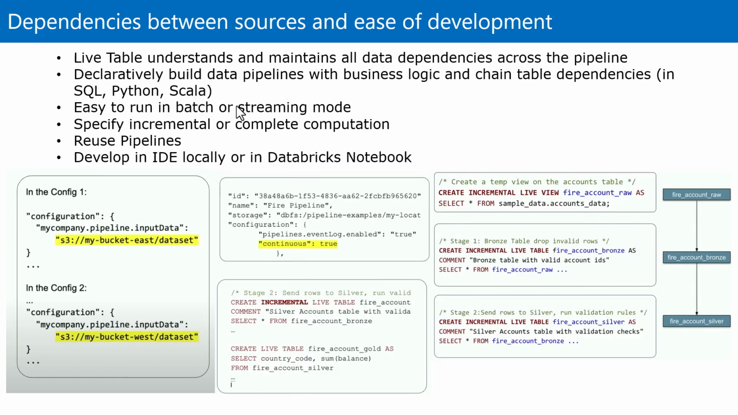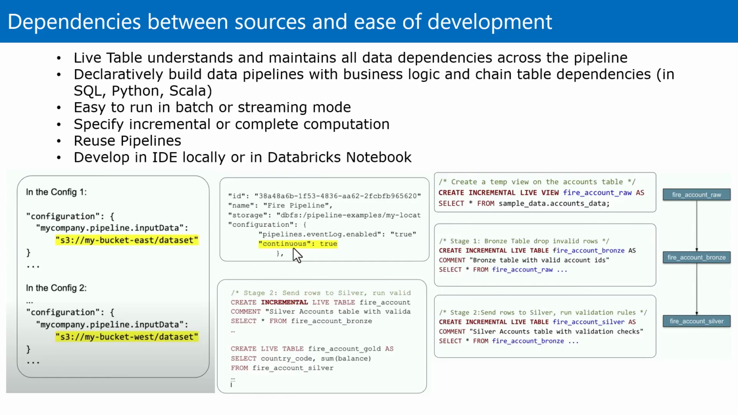Now, how does Delta Live Tables help to create dependencies between sources and provide ease of development? First of all, Delta Live Tables understands and maintains all the data dependencies across the pipelines. Like in this example, there is this configuration, and it helps you understand that these are the data sources, and these data sources are dependent upon each other. Then it provides a declarative way to build data pipelines with business logic and change the table dependencies.